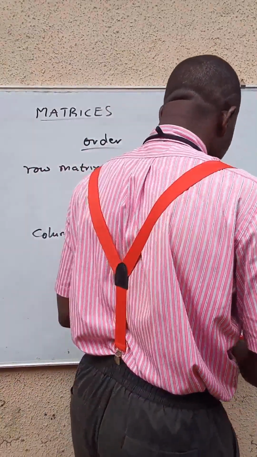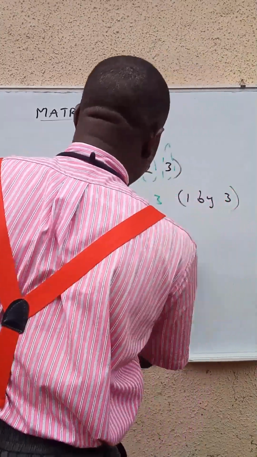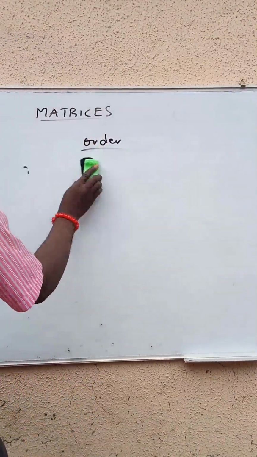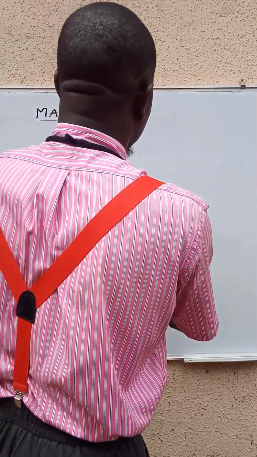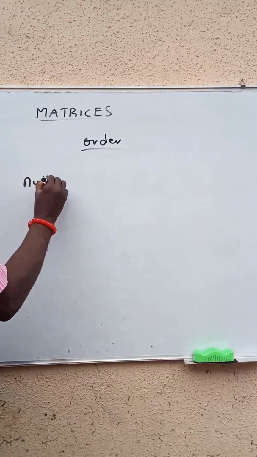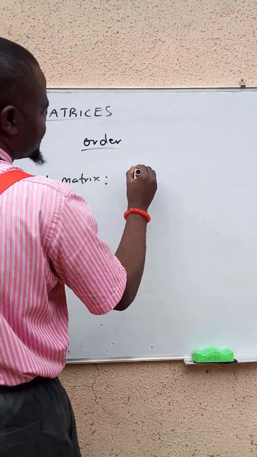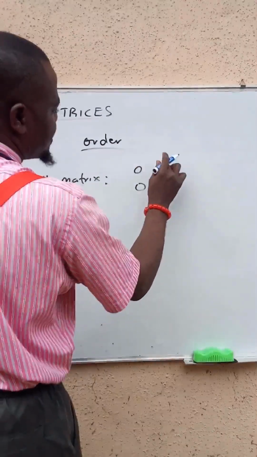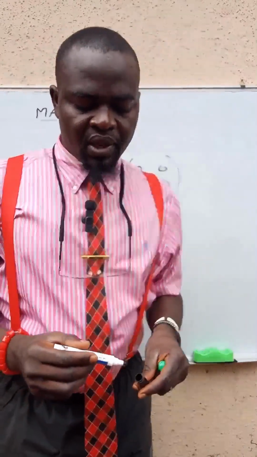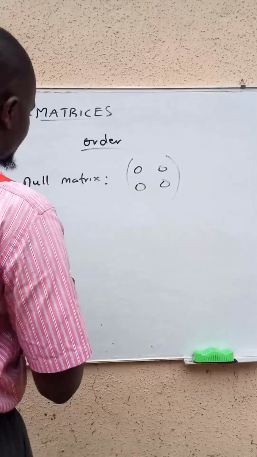Then we also have other matrices, like the null matrix. In a null matrix, all the elements are 0. Call it null matrix. You can have 0, 0, 0, 0. You can have up to any number. This is a null matrix. Now we have the identity matrix. In an identity matrix, I can use 2 by 2.